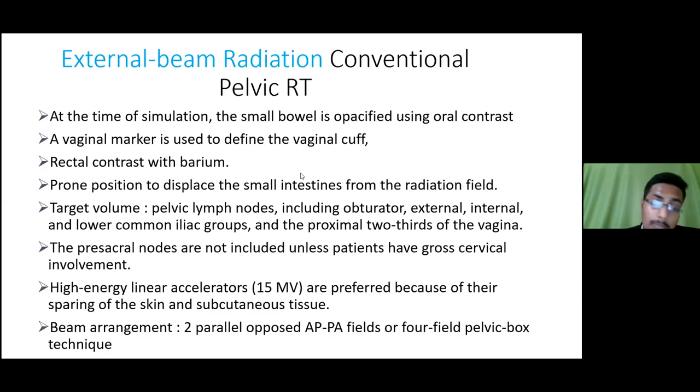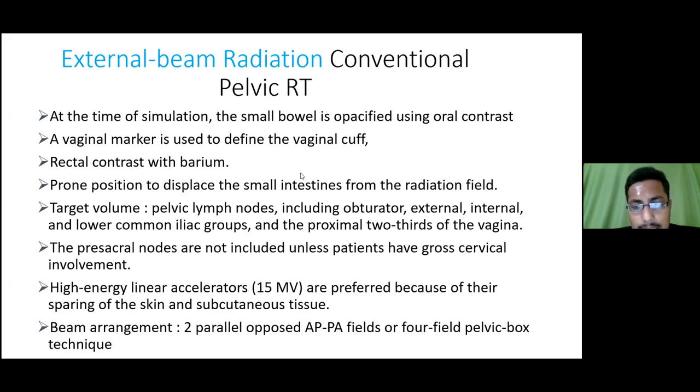And coming to external beam radiation, that is conventional. At the time of simulation, the small bowel is opacified using oral contrast. We use a vaginal marker to define the vaginal cuff. A rectal contrast with barium can be given, and the prone position is used to displace the small intestine from the radiation field. Target volumes are pelvic lymph nodes, including the obturator, external, internal, and lower common iliac, and the proximal 2/3 of the vagina. The presacral nodes usually are not included unless the patients have cervical involvement.